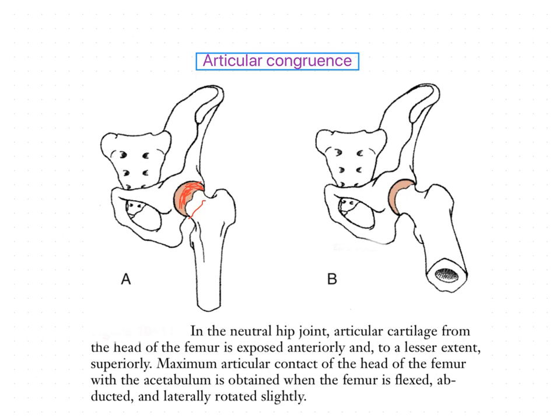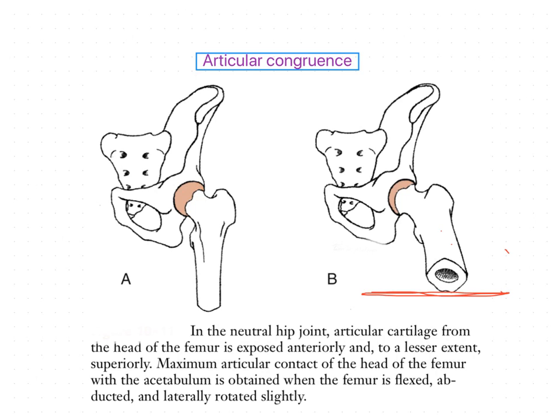The articular congruence, the contact between the femur and acetabulum, can be increased. The congruence between these two surfaces can be increased in a non-weight bearing hip joint, by positioning the hip joint in a combination of movements, that is flexion.